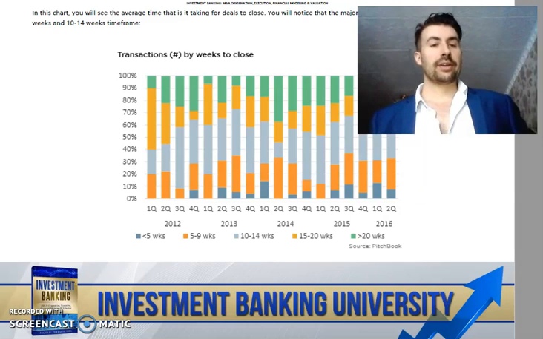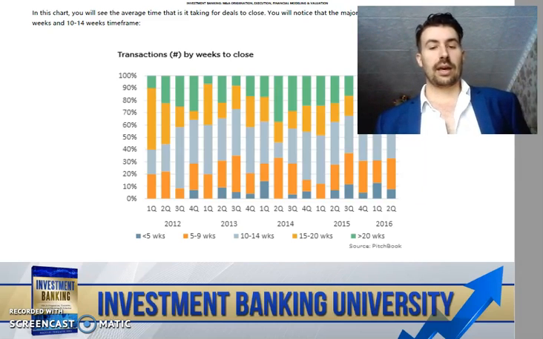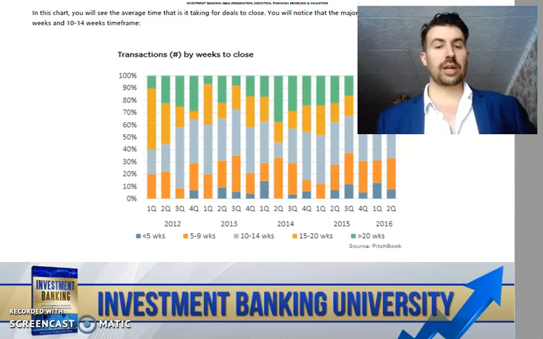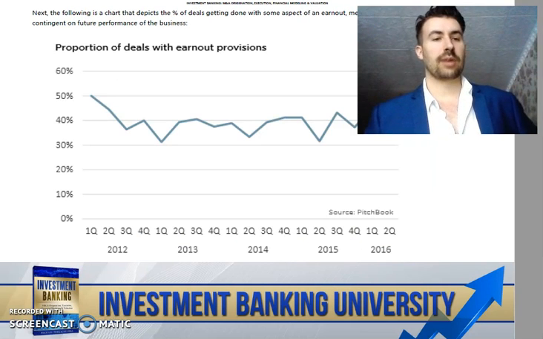In this chart, you're going to see the average time that it's taking for deals to close, and we have a range from less than 5 weeks all the way to more than 20 weeks. You're going to see the changes in that, and we'll get into that a little bit later in the course when we're talking about the M&A process and running the M&A process.